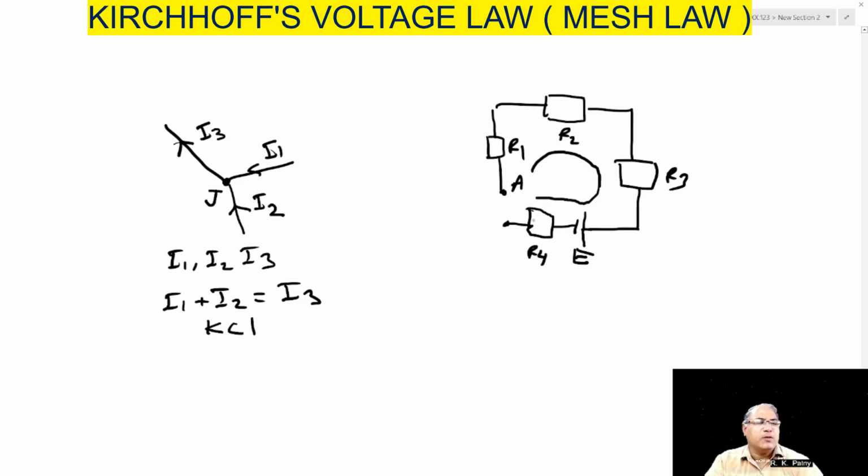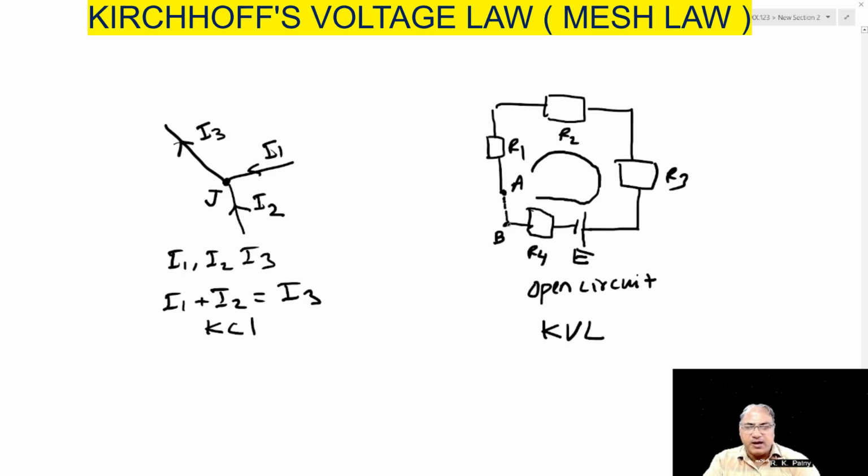But what is the problem? The problem is that the endpoints A and B are not connected. When the endpoints are not connected, it is called an open circuit. So in an open circuit, we cannot use Kirchhoff's voltage law. For using Kirchhoff's voltage law, it is important that the endpoints must be connected. That is, point A and point B must be connected by some wire.